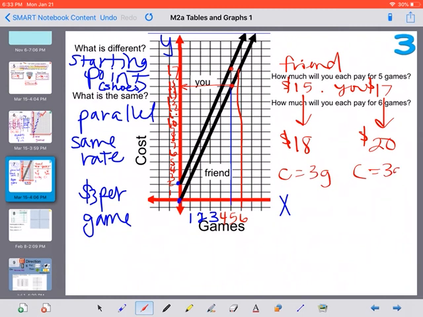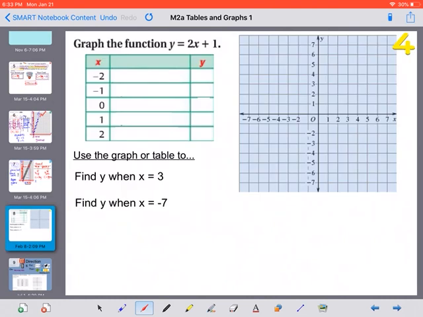C equals 3G plus 2. Or look at your graph. There's 2 ways to figure out this information. All right, let's take a look at our last equation. Very different. It just gives us an equation that we need to graph.